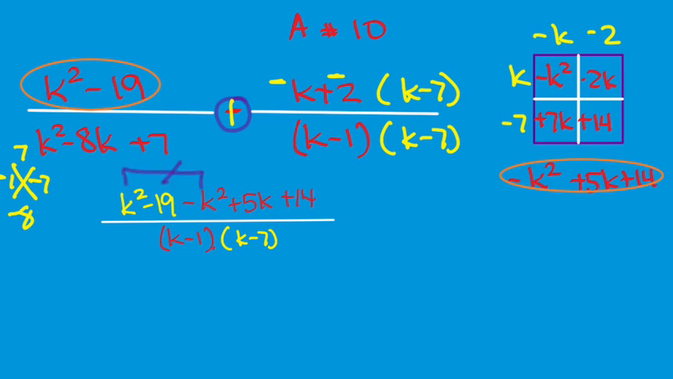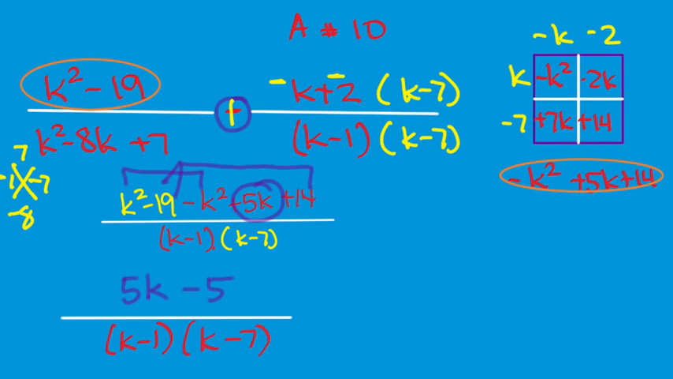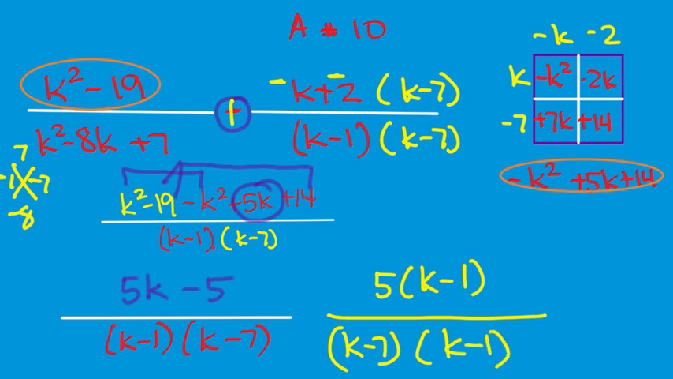I combine my like terms. If I have a k squared and I take one away, I don't have any more. So then I just end up with 5k minus 5, because negative 19 plus 14 is negative 5, all over my common denominator. And then I take out a GCF of 5, letting me eliminate the k minus 1. I end up with 5 over k minus 7.